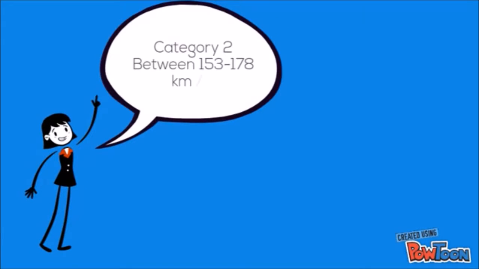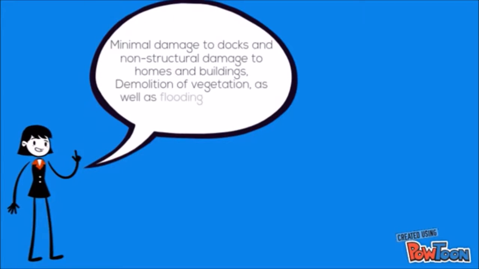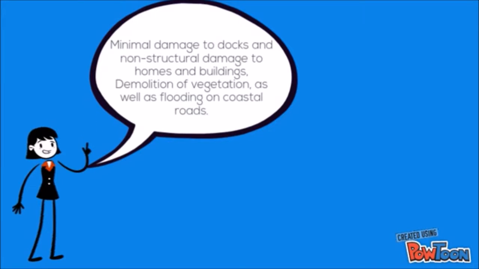Category 2, between 153 and 178 kilometers per hour. Moderate damage. Minimal damage to docks and non-structural damage to homes and buildings, demolition of vegetation, as well as flooding on coastal roads.